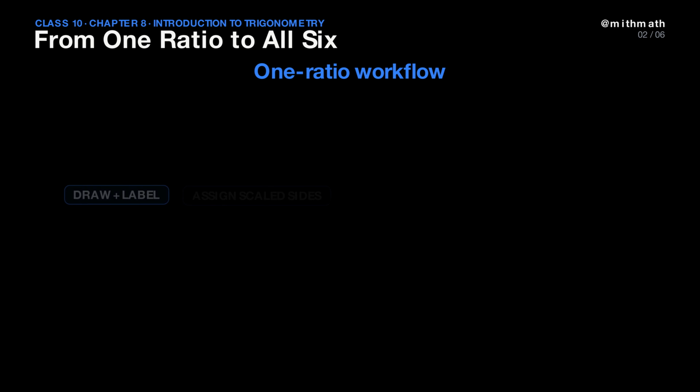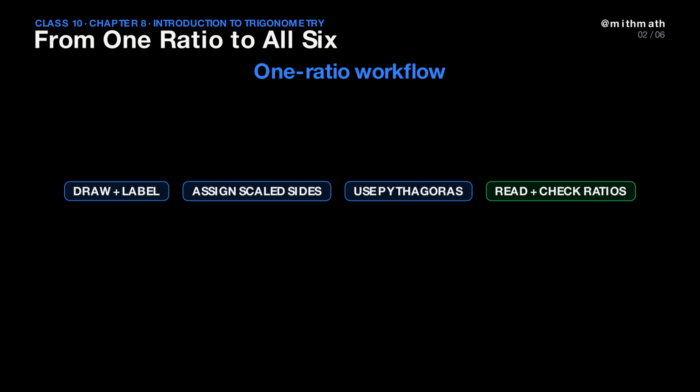Draw the right triangle, assign scaled side lengths from the known ratio, use Pythagoras, then read and verify each requested ratio.